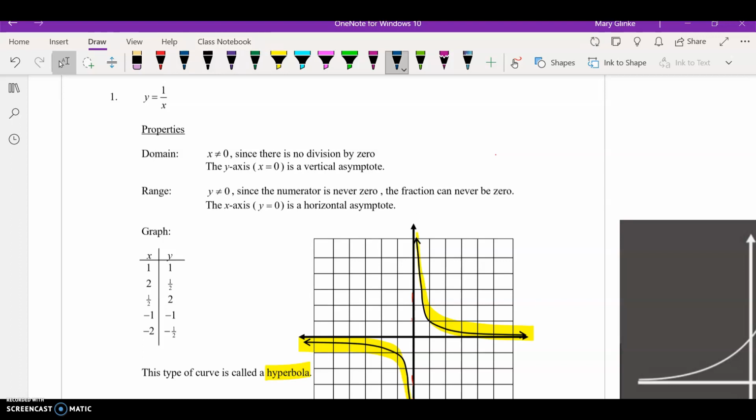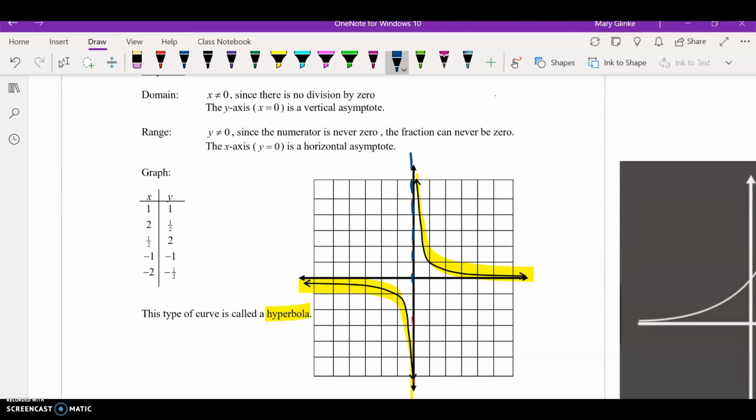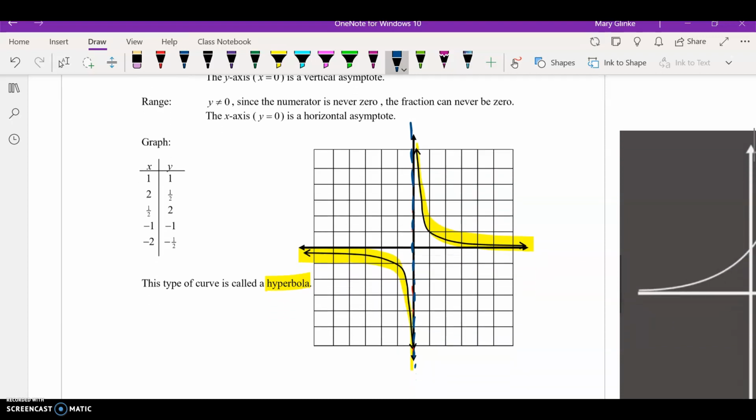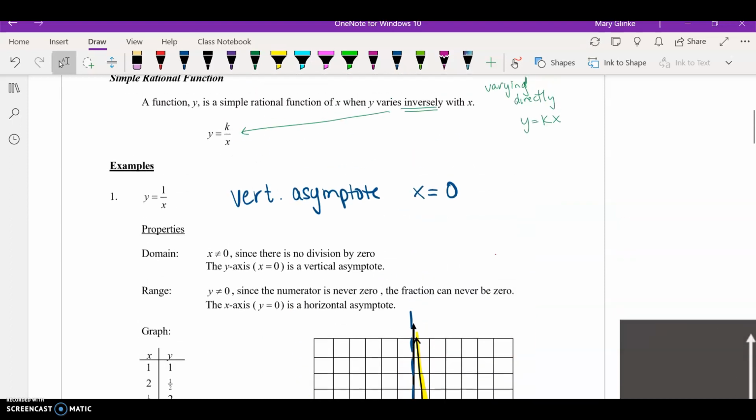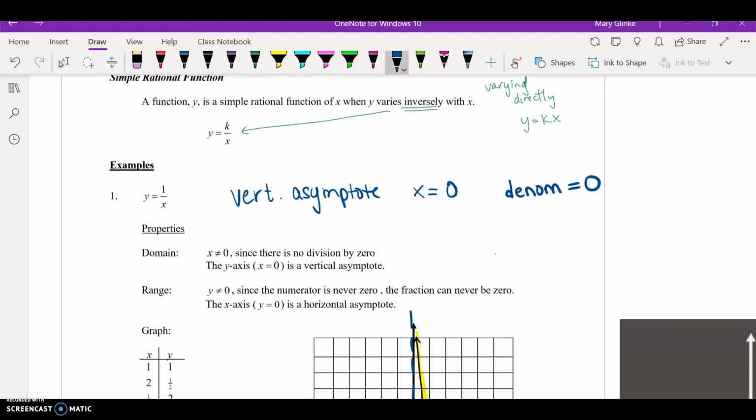So the first thing to note is you are going to have something called a vertical asymptote. Just like your log graphs, your vertical asymptotes are going to be x equals some number. In this case, it's going to be x equals 0. You can see that on your graph here. If you were to draw in a vertical line here, your graph gets close to that but does not touch this.